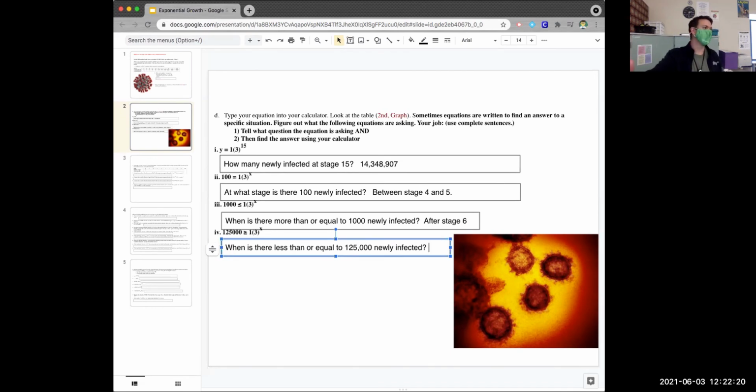This could be a really important number. Like maybe once you reach that number, like the hospitals can't take the newly infected, or there's not enough testing, or this could be like a really important number here. And if I look at my table, it hasn't happened by stage 10, but it's already happened when you get to stage 11. So when are we going to be smaller than 125,000? Well, stage 10 is smaller than 125,000. So it's really before stage 11. So it's before stage 11.